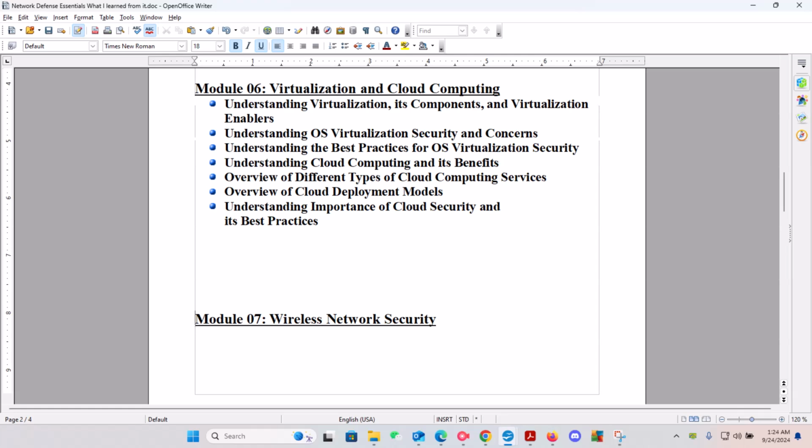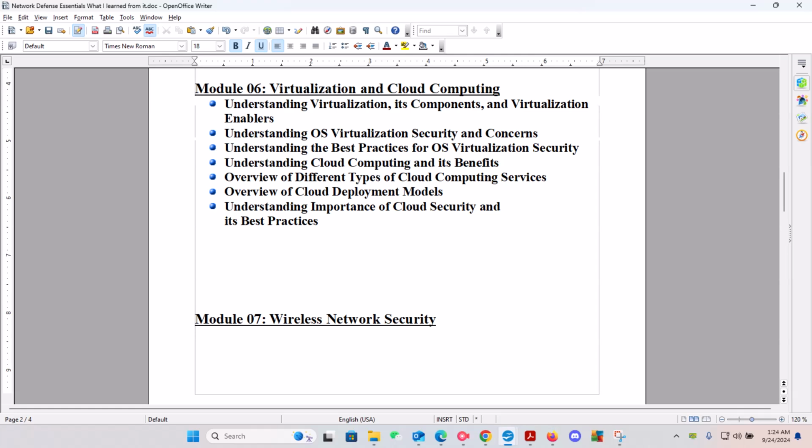The first thing I learned was to gain an understanding of virtualization, its components, and virtualization enablers. Meaning, what is virtualization? What are the components? What do they do? And what are the enablers of virtualization? Okay, that's the first one.